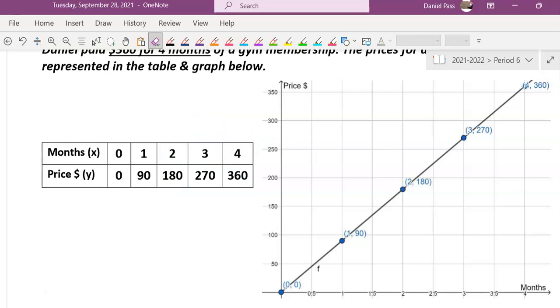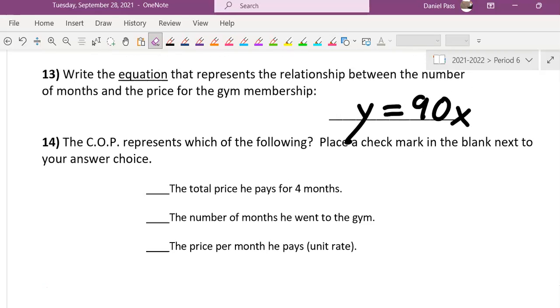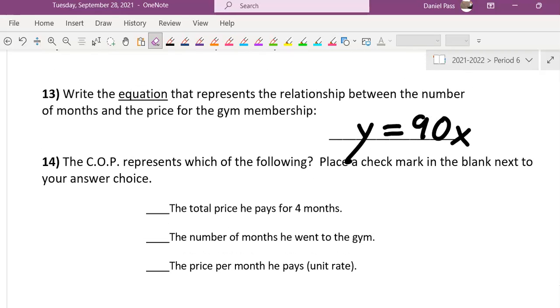All right, there you go. All right, so last thing. What does the number 90 mean? Constant of proportionality. Does it mean the total price you pay for 4 months? No. Does it mean the number of months you went to the gym? No. Does it mean the price per month? Yes, it does. So that is our answer.